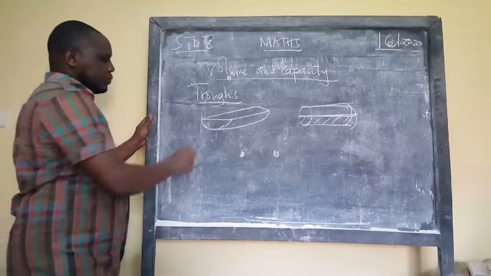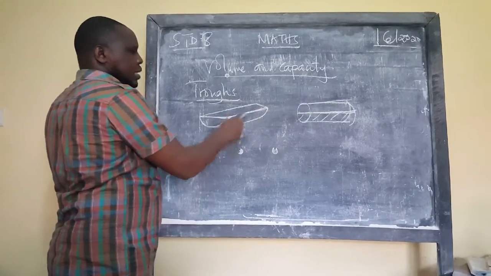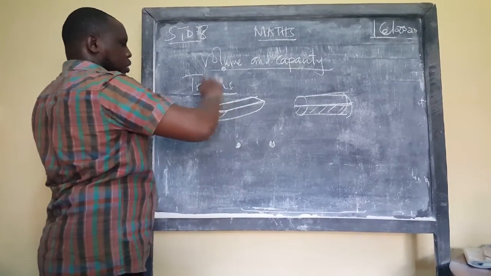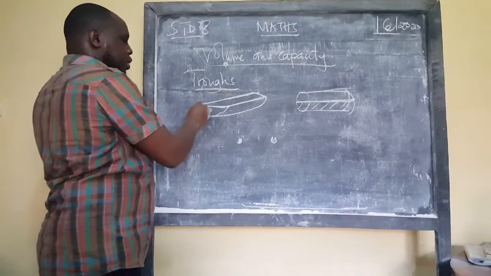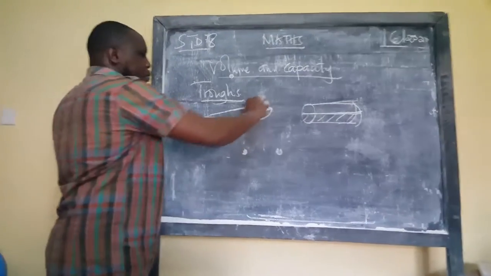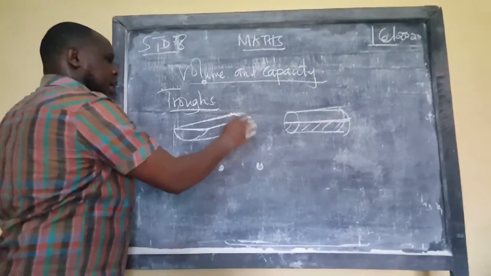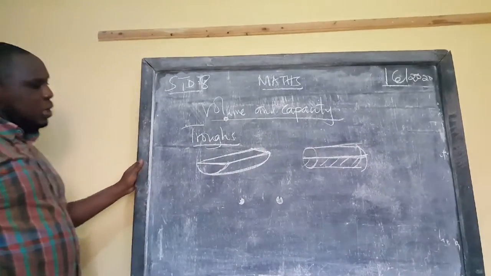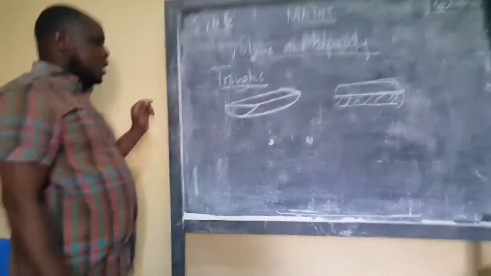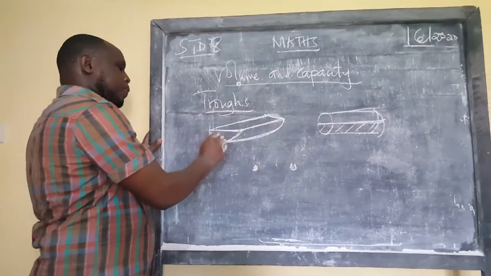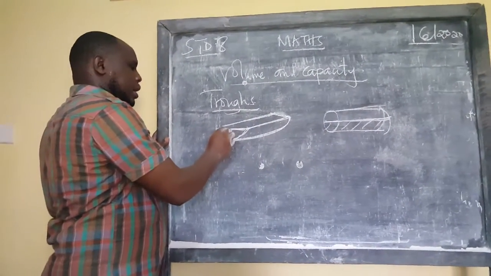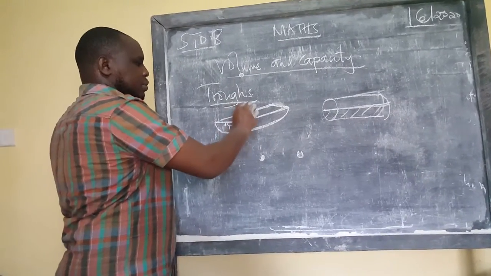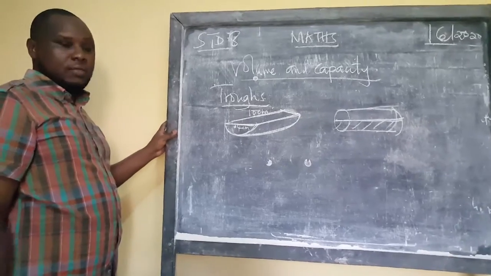It has this longer side, which is here, then the other side, because you cut it into two, you see that these are equal. Then we have the diameter, which is also the same as this diameter. Then we have the curved surface. So we want to see how to calculate volume of troughs. Assuming our trough here has a diameter of 14 centimeter and a height of 10 centimeter, can you be able to get the volume?